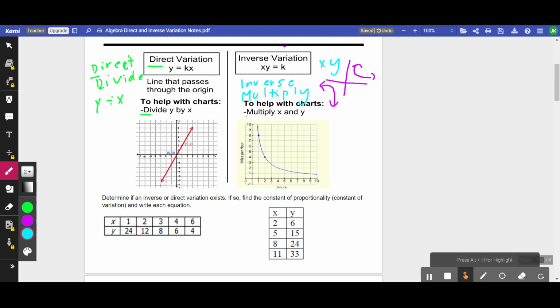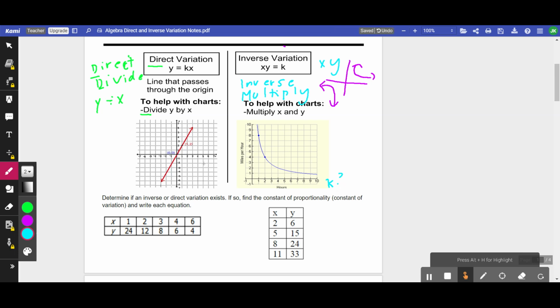Like I said, this will help with your tables and with a set of ordered pairs, which means for these tables here, it's asking you to determine if an inverse or direct variation exists, and if so, determine your constant of proportionality, or constant of variation. That's just asking for whatever your k value would be.